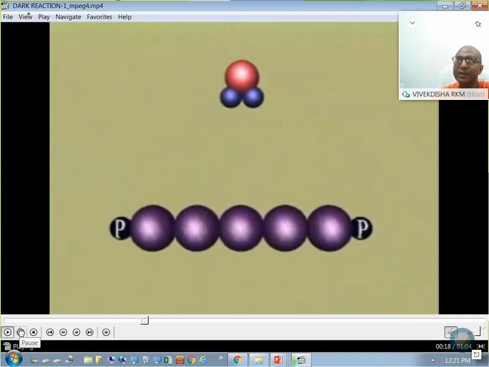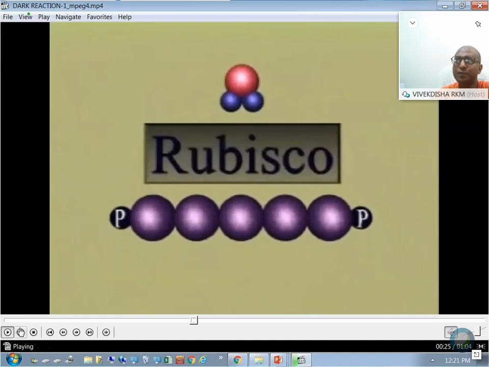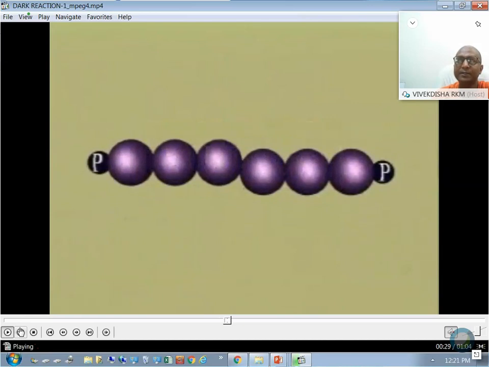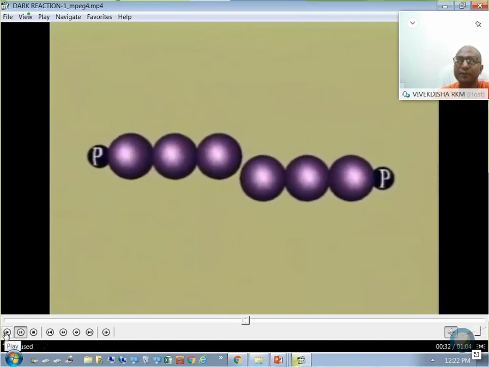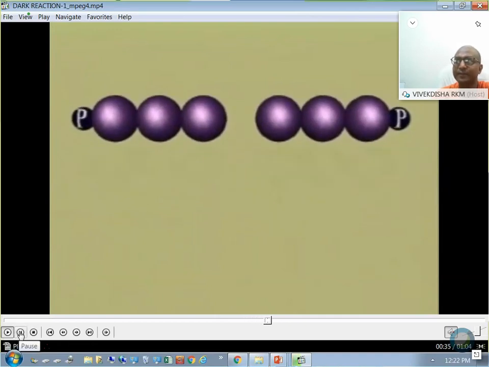So RuBP will accept this carbon dioxide, and then the reaction starts. Rubisco is one of the enzymes which will combine this or start the reaction, and there will be formation of a 6-carbon compound which is unstable. This is phosphoglyceric acid, then it will produce phosphoglyceraldehyde.